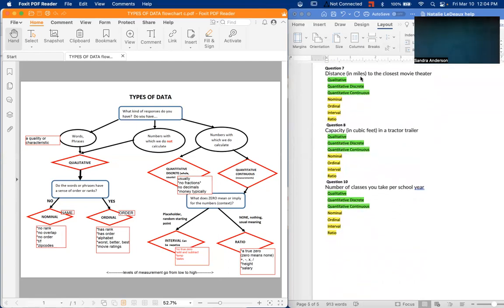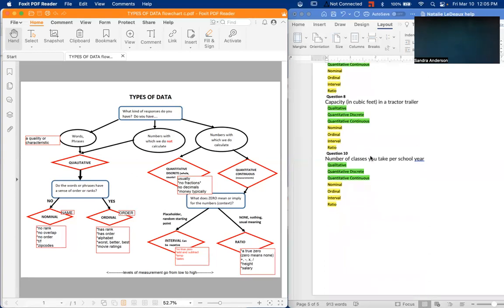Okay, and then distance in miles to the closest movie theater. It's a number, so it's miles. So it is a measurement, so it's going to be quantitative continuous. And could you be 0 miles to the theater? Yes, so it has a true 0, which means you're at the theater, you're not away from the theater. So 0 miles from the theater is a possibility, so it has a true 0, so it's ratio. So that is quantitative, continuous, and ratio.